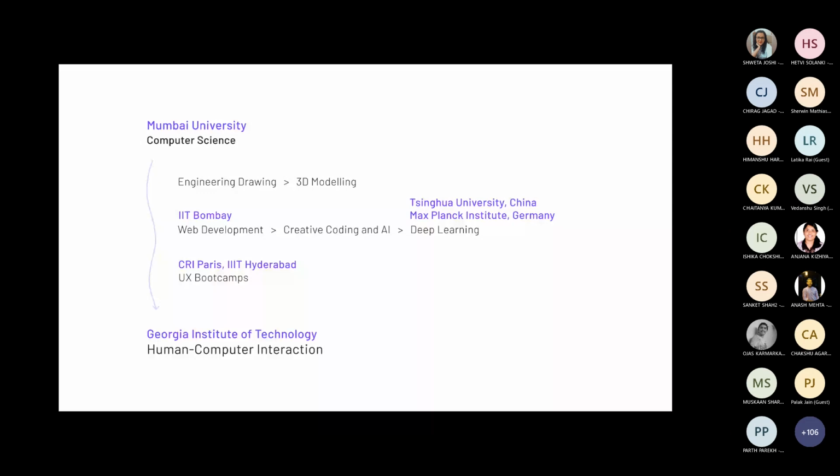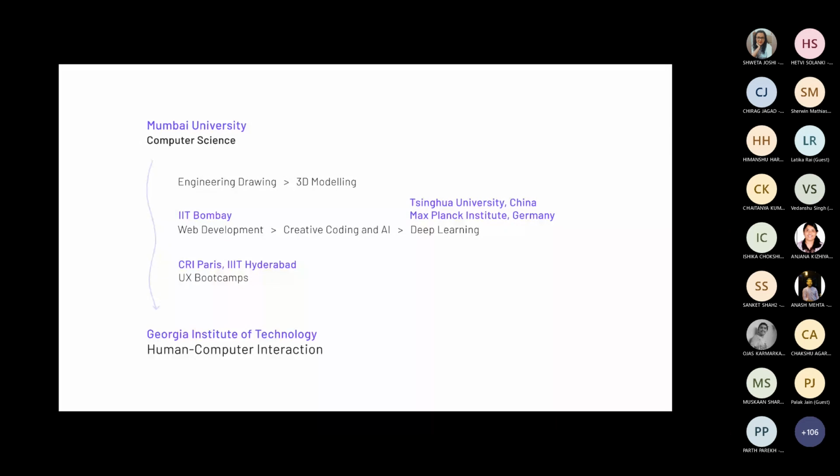After that, I somewhat got into creative coding and AI, just because, again, I was looking for something which was a good mix of CS, but also had an artistic side to it. And then I went to the summer school for deep learning in China. I think somewhere around this time, I started exploring UX boot camps. So CRI Paris is the one that I talked about, which is at Makers Asylum. Then there's also this other winter school at IIT Hyderabad. This last part actually happened in my third year when I realized, already too late, that HCI is the field that I want to go to.